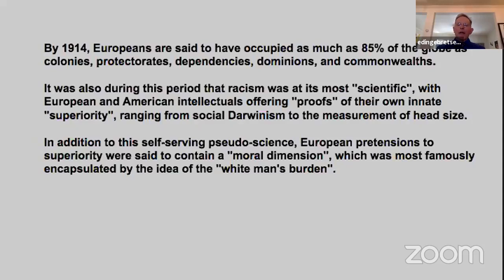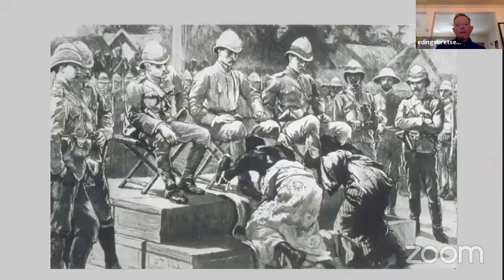And again, this is language that's building on Thomas Jefferson. You can see it in his Notes on Virginia. And in addition, you have a self-serving pseudoscience, these pretensions to superiority, in which we're going to go down now and convert the Africans away from slavery, enslavement. They were said to have that kind of moral dimension, most famously encapsulated by the idea of the white man's burden. Now, the following images are not pleasant. There's three of them. This is the white man's burden.